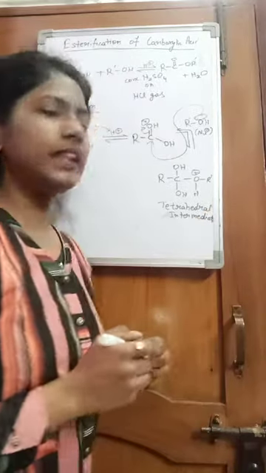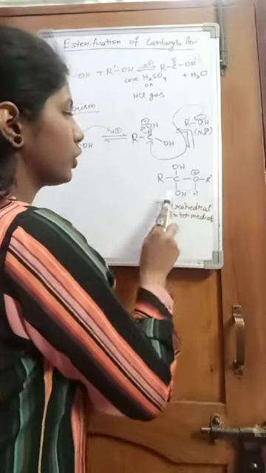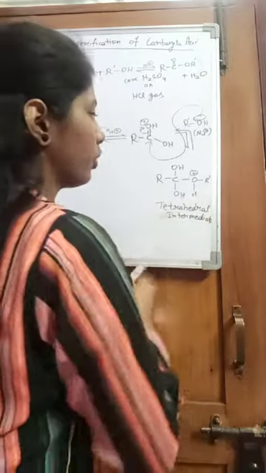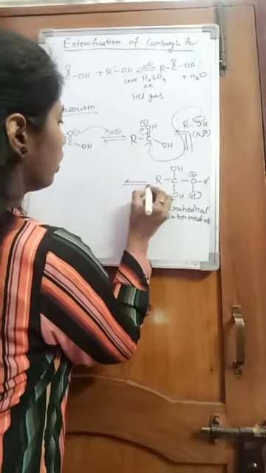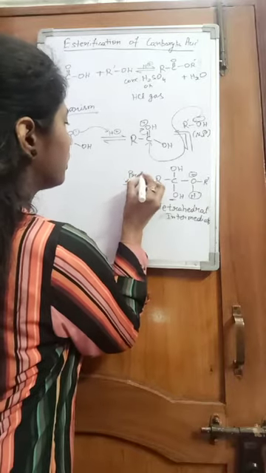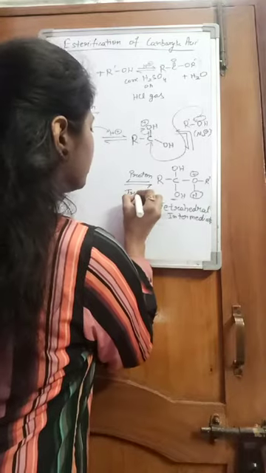Okay, so it's a tetrahedral intermediate. Now the next step is the proton transfer. Proton transfer occurs from this oxygen to this oxygen. This proton is going to get transferred to this oxygen. Now, what is the next step? Proton transfer from the tetrahedral intermediate.